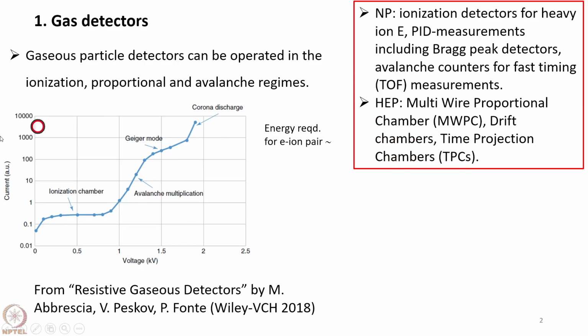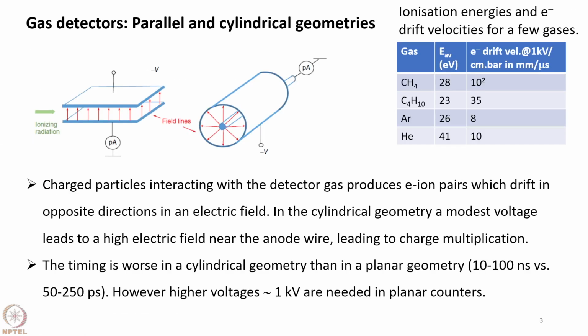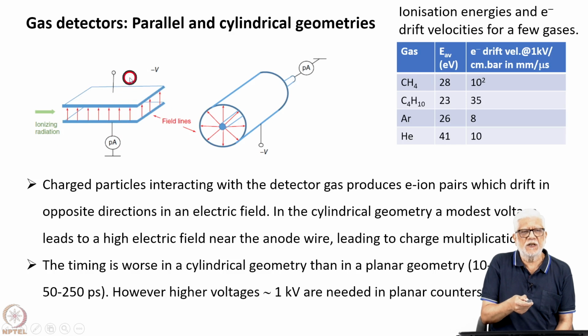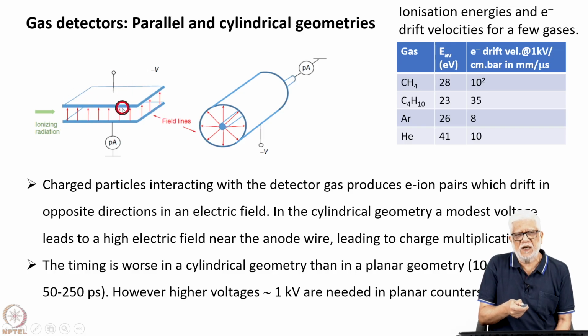So in gas detectors, as I said, you can have parallel and cylindrical geometries. On the left is shown a parallel geometry where you have applied a voltage across the anode and cathode. You have the ionizing medium somewhere in between, and the field lines are perpendicular to the electrodes and uniform across the area of this detector. So this is good for timing measurements, and a slightly modified geometry is used in the Bragg counter.